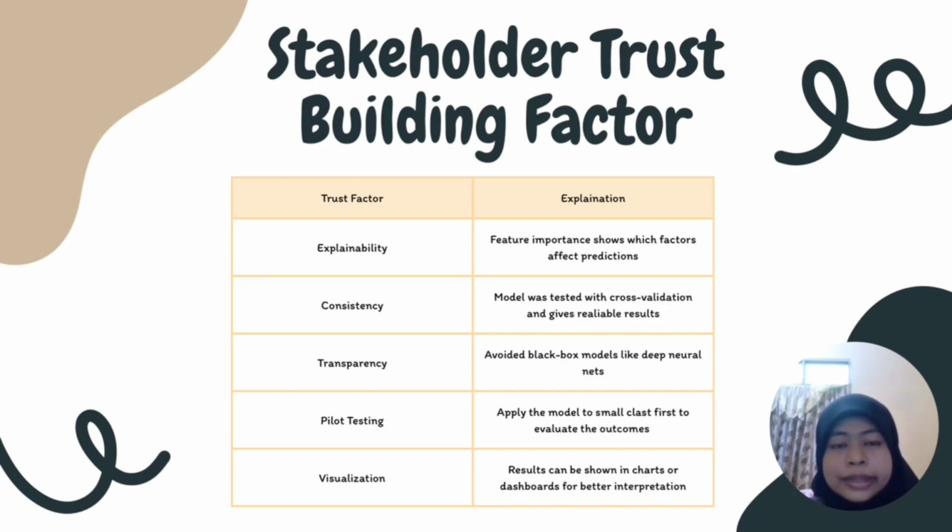The third one is transparency. Compared to a black box, random forest is more transparent, making it easier for non-technical users to trust the outcome. The next one is pilot testing. We recommend that our model be introduced first using pilot testing, which will be tested in a small group or a department. This will allow teachers to see the model in action, provide feedback, and build confidence before full implementation. The last one is visualization. Models and output can be presented in a dashboard or graph, making it easier for our stakeholders to interpret and understand the prediction.